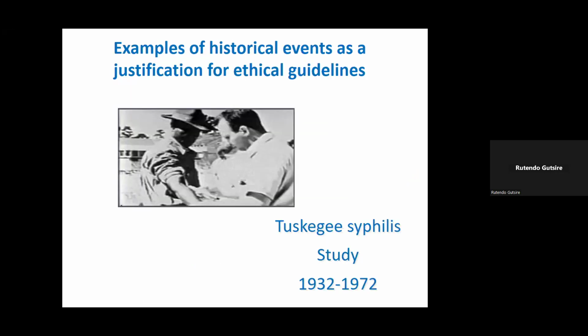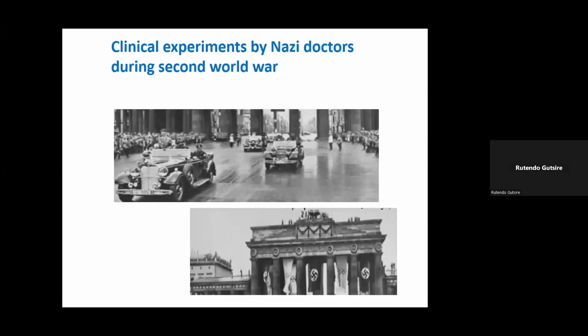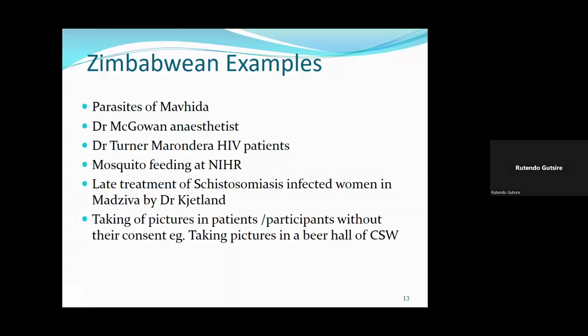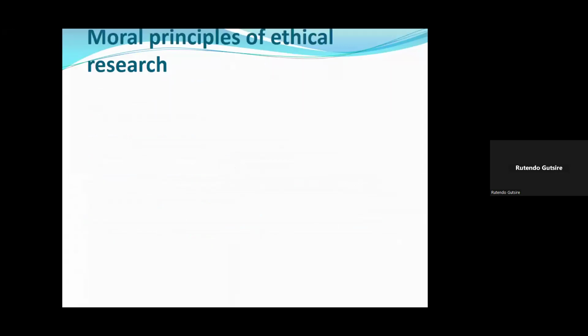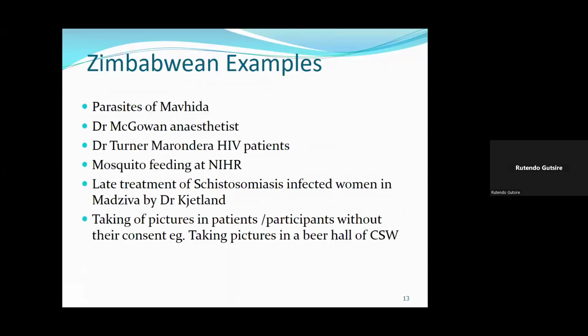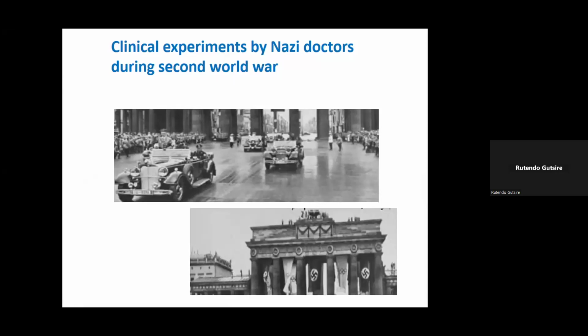So that was the syphilis study, 1932 to 1972. That was a whopping 40 years of study. And then these same doctors went on, those were the Nazi doctors during the Second World War. And then there were the Guatemala experiments, where those doctors who carried out research on the syphilis patients in America went on to Guatemala, and they actually intentionally infected prisoners, prostitutes, and children with syphilis and denied them treatment. They just wanted to see how much the disease progresses.